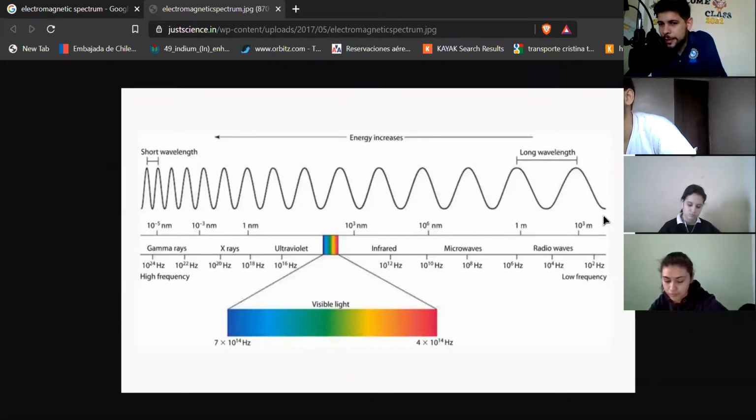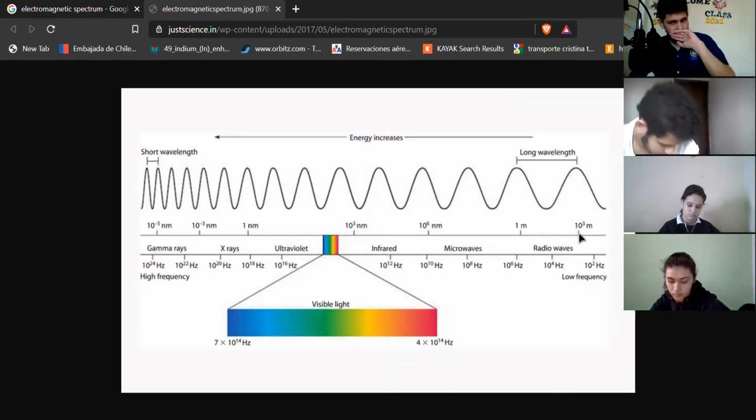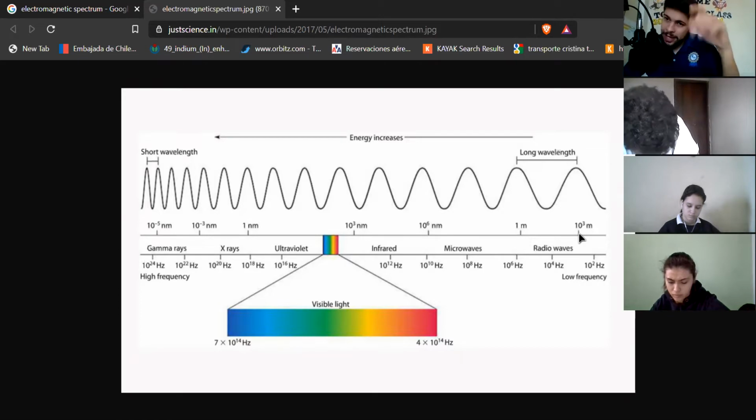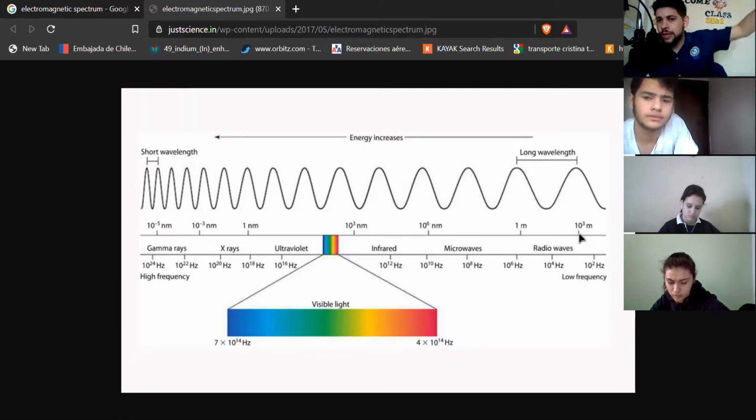For example, radio waves range from which wavelength? From 1 meter up to 1,000 meters. That can be the wavelength of a radio wave, right? That's why radio stations can be heard over long distances, because of the wavelength. It's a long wavelength, right?